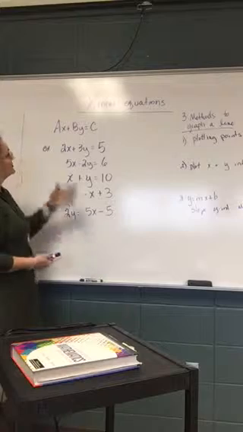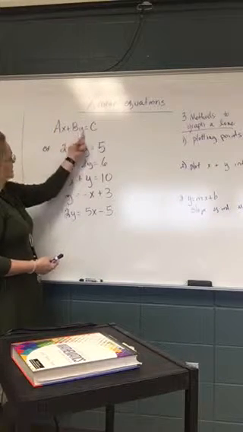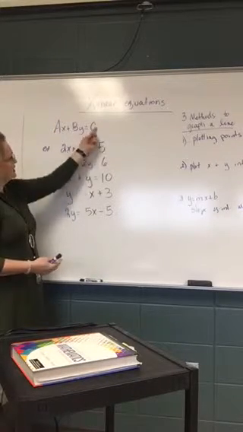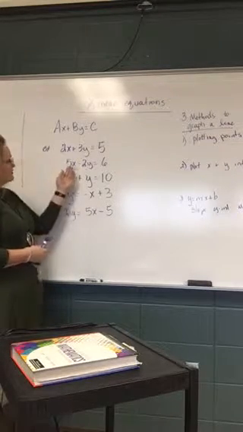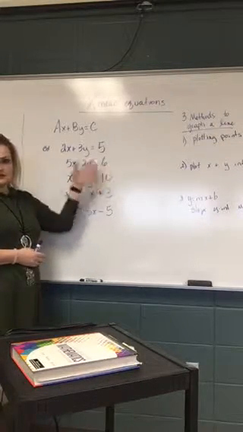So some examples would be like 2x and a 3 in front of the y. 3y equals a constant 5. I know that graphs to be a line. 5x minus 2y is 6, another example.